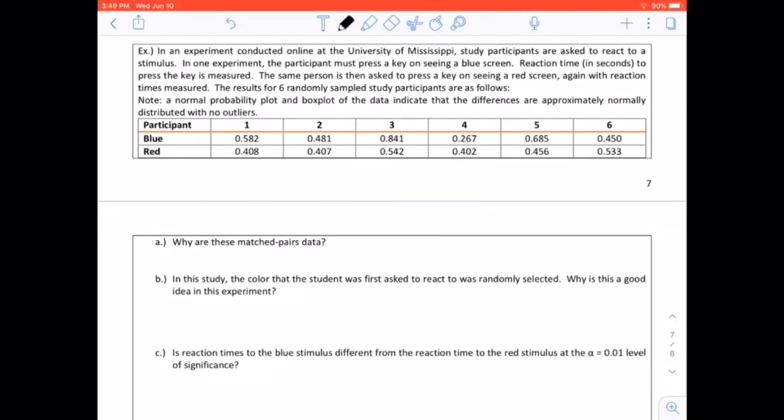We only have 6 participants, and so we need to know that it's coming from a population that's approximately normally distributed. So, same person is asked to perform a task twice. So we know that we have participant 1. Their time to react to the blue screen was 0.582, and red is 0.408. We can subtract these, and it makes sense to us. For this problem, we are going to do blue minus red.